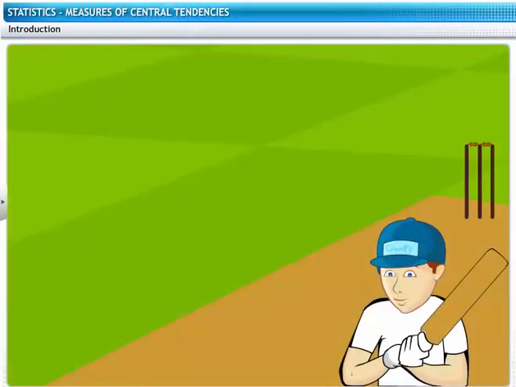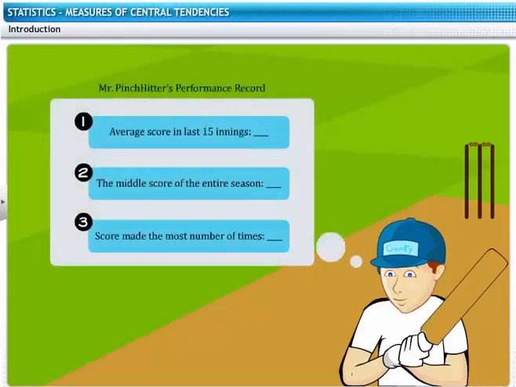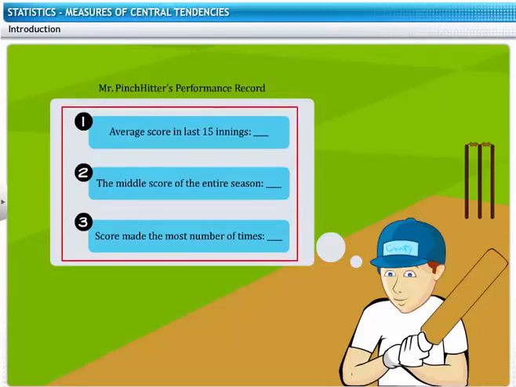The cricket season is ending and Mr. Pinch Hitter has to submit a performance record. He can do it in any of the 3 ways listed on this form. Mr. Pinch Hitter would obviously want to make a good impression. Let us find values for these 3 quantities and see which one Mr. Pinch Hitter would like to use.